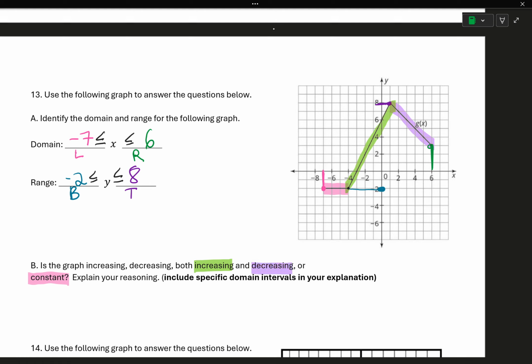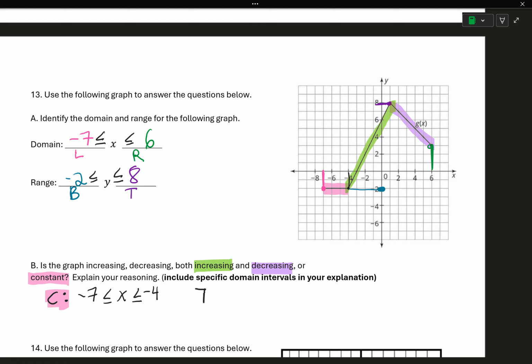Let's write the intervals down. It really doesn't matter what you write down first. I like to just go in order left to right. So since we have constant first, I'm going to write constant first. Okay. We start at -7. Remember, it's all about the x's. And we stop being constant at -4.